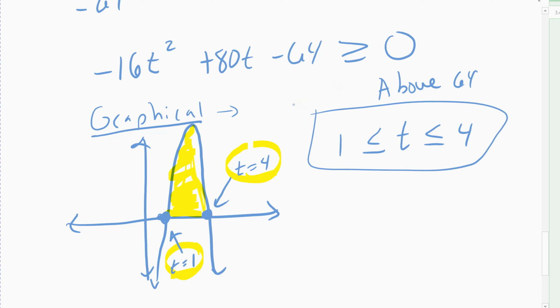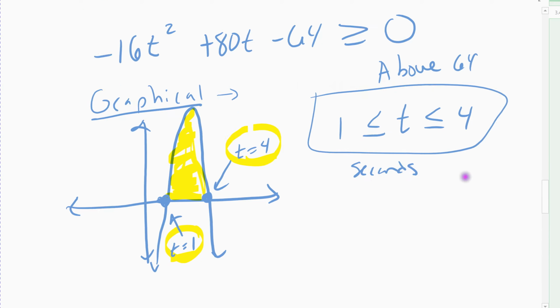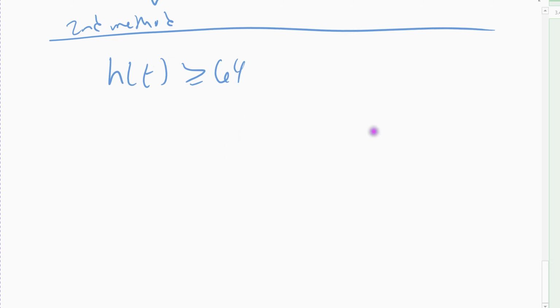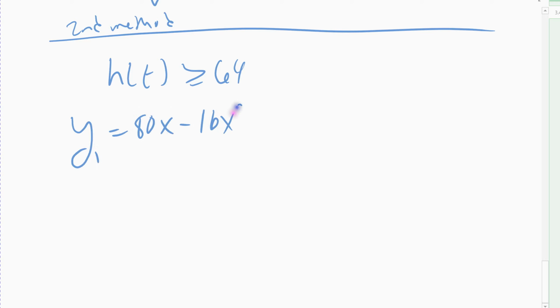All right, there is an alternative way to solve this, so there's the answer. Just an alternative, so a second method. All right, we want to know when the height, again, same question, greater than or equal to 64. It's going to be solving it graphically, but I'm going to do it slightly differently. I'm going to graph both the h of t on my graph. So I'm going to let that be graph 1. So I'm going to let y1 be my 80x minus my 16x squared. y2 is going to be 64.